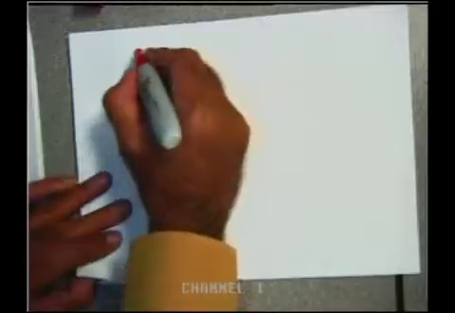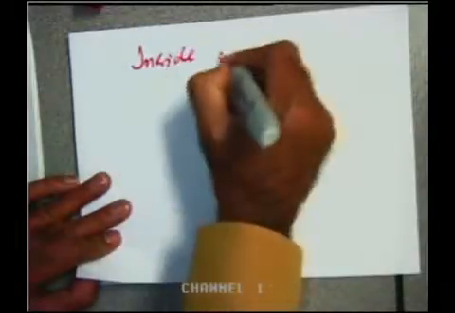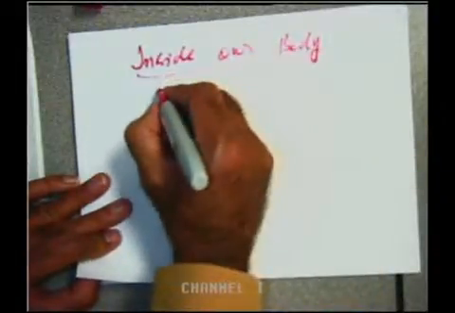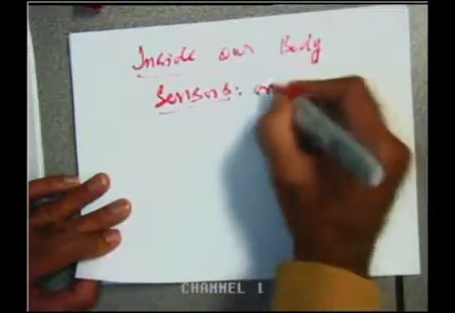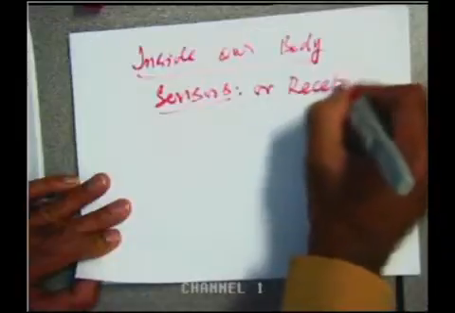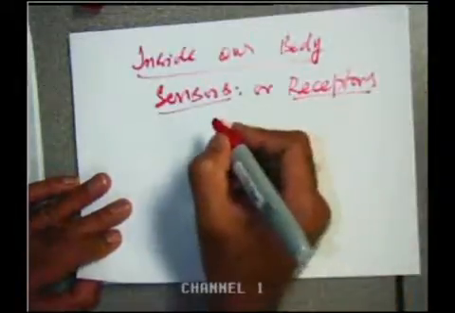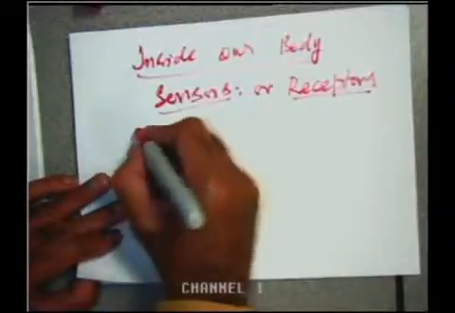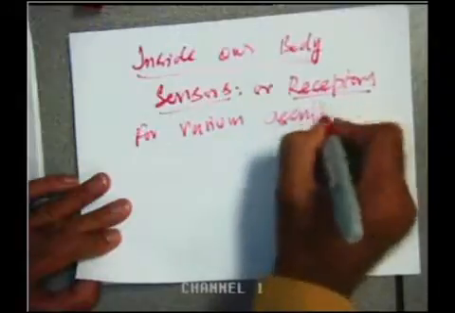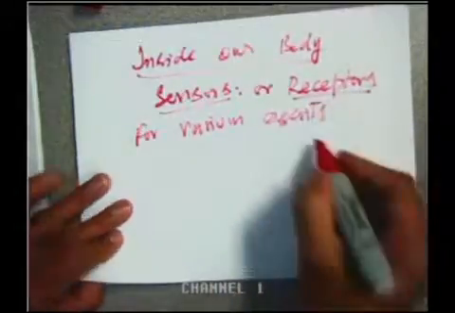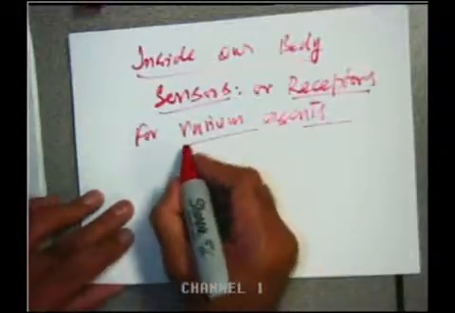So in total, inside our body, I put it in a simple sense, there are many sensors. Or we can also call them receptors. Sensors are receptors. And they are present for various agents. We have sensors as well as receptors there.